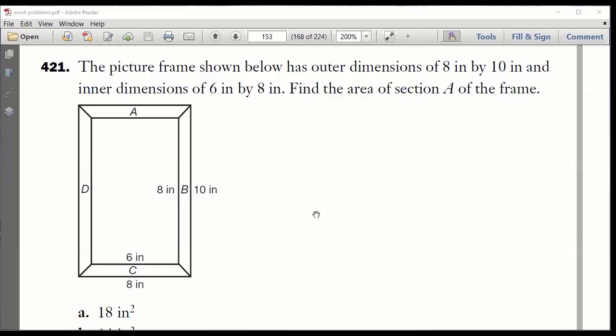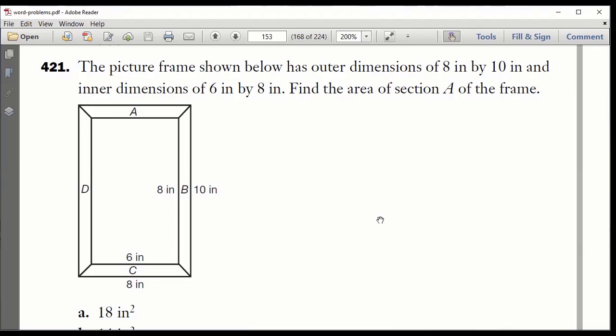The picture frame shown below has outer dimensions of 8 in by 10 in. So I mean inch. You know how we measure? We measure in centimeter, meter, inch, feet. So 8 inch by 10 inch means 8 into 10. What is given here? Outer dimension means what? Tell me, Saksham, outer dimension of 8 inch by 10 inch.